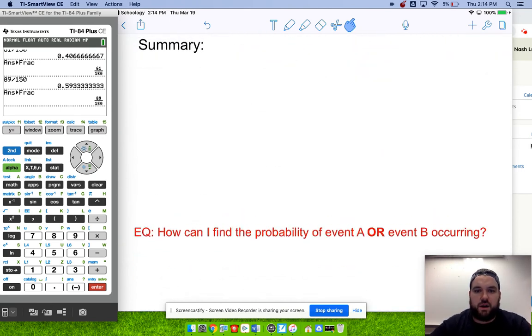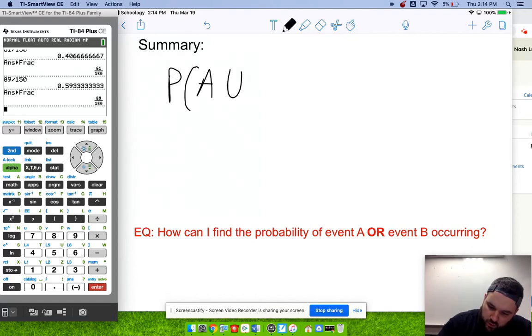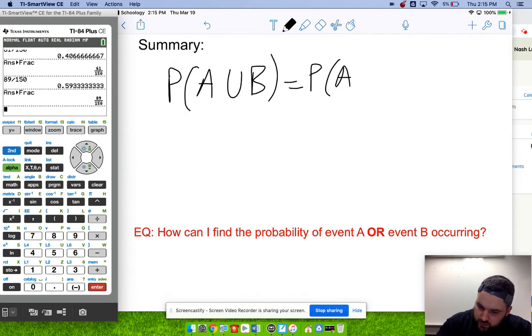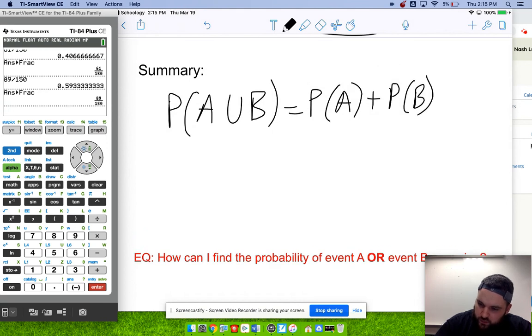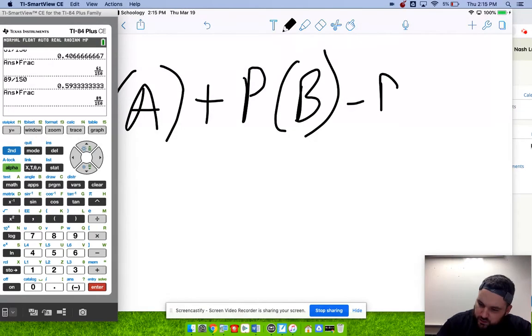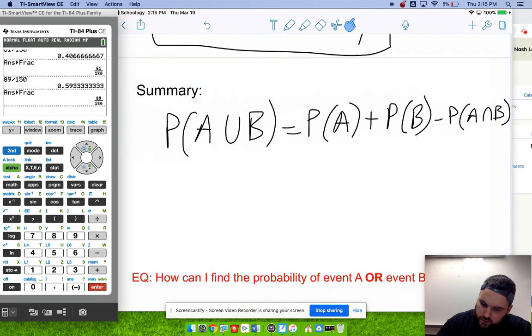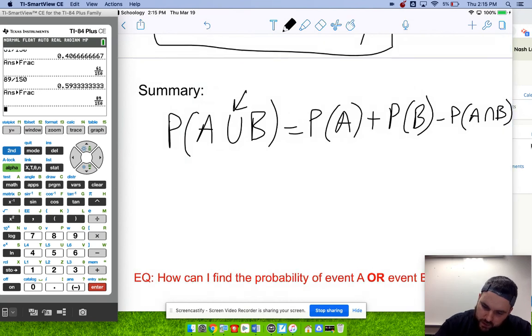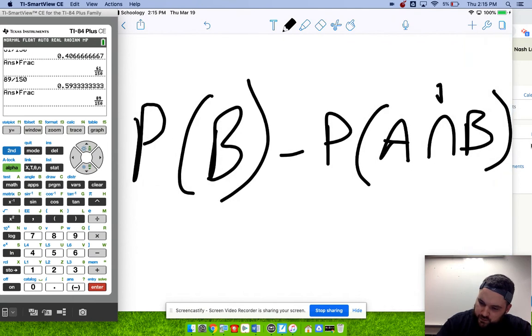Our summary is how can I find the probability of event A or B? So we're going to say the probability of A or B is equal to the probability of A plus the probability of B, and then minus the probability of A and B. Okay, so a couple things here. This means or, this means and.